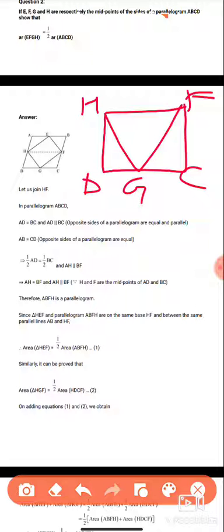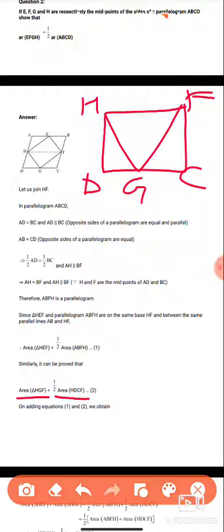Okay, so this is the triangle. Now again this triangle and parallelogram are on the same base, that is HF, and they are between the same sets of parallel lines HF and CD. So again the areas will be equal. So area of HGF is equal to half of area of HDFC.